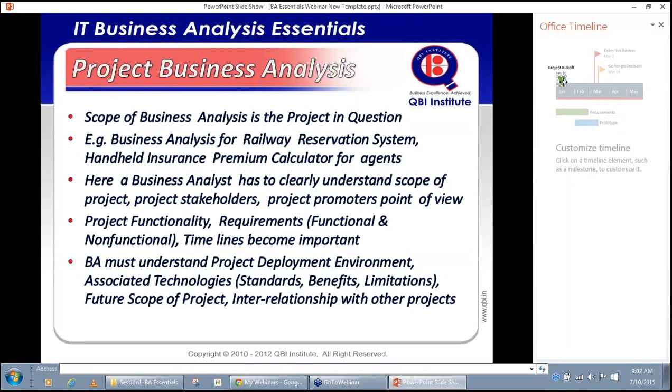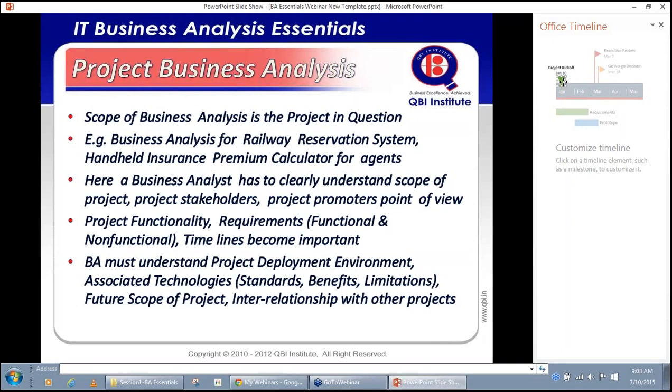Here as a business analyst, you need to understand what are the standards, technology standards in your industry. What are the benefits and limitations for technologies which are being deployed? What is the project deployment environment? So say for example, to capture the project deployment environment, you may prepare in unified modeling language what we call as the deployment diagram. So these are formal methods and techniques which you learn during the program.